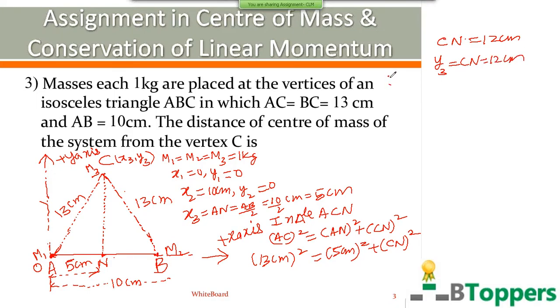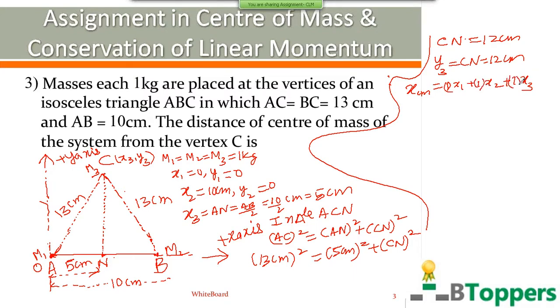So x coordinate of the center of mass of the system of the 3-point masses is given by M1 x1, M2 x2, M3 x3. Here M1 is 1 kg, M2 is 1 kg, M3 is 1 kg. Units of mass get cancelled.